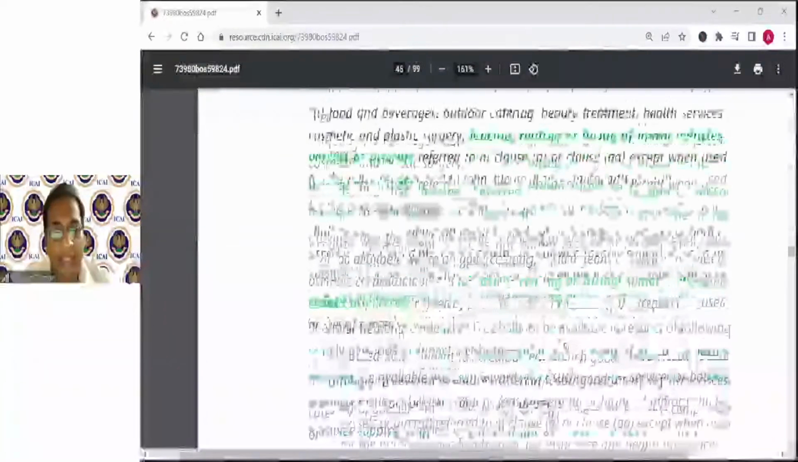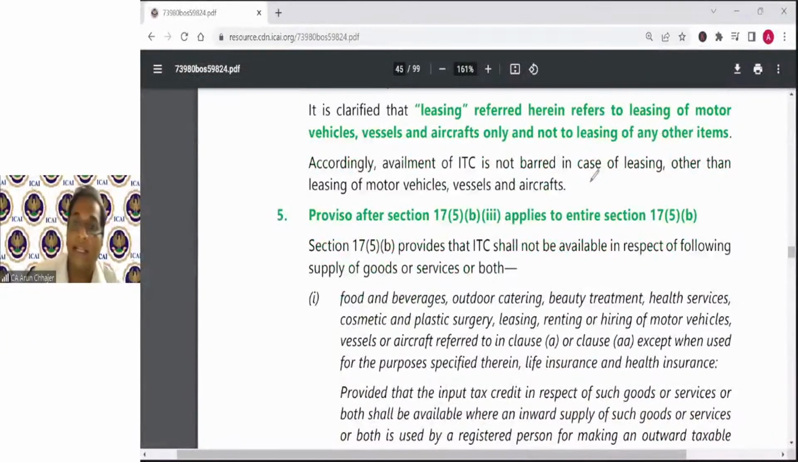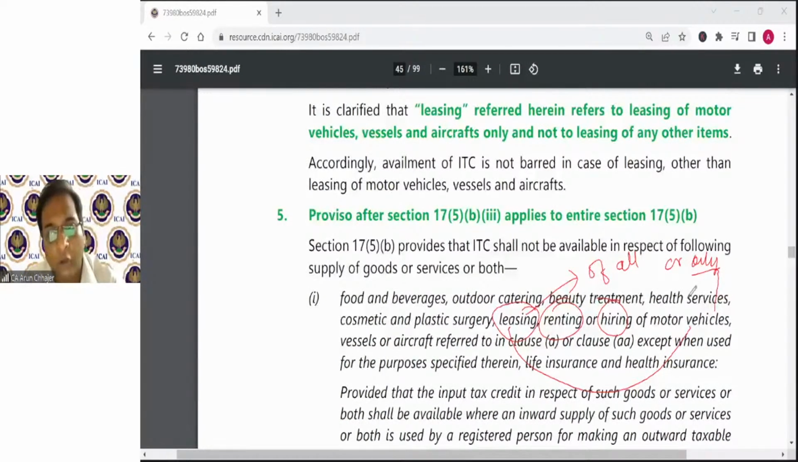Okay, let's move ahead. Then this point I have clarified, the point was leasing, renting, hiring, whether it is all leasing or only with respect to motor vehicle. So they have clarified leasing with respect to motor vehicle. We are talking about the exception blocking, not all.